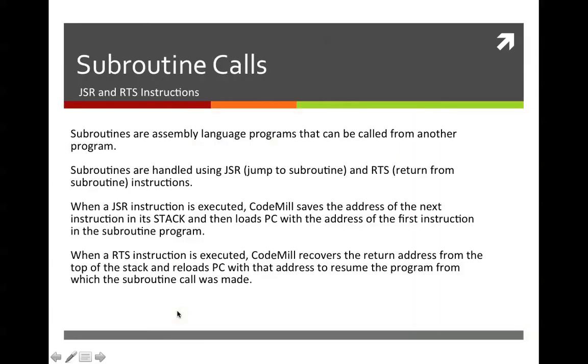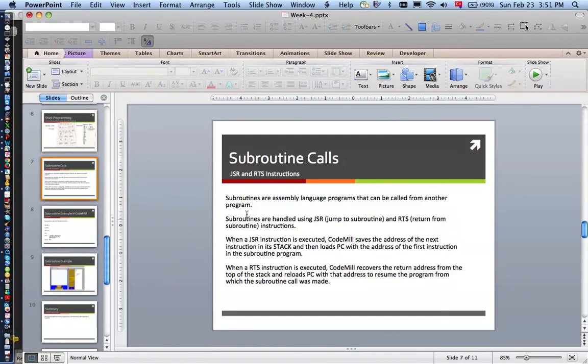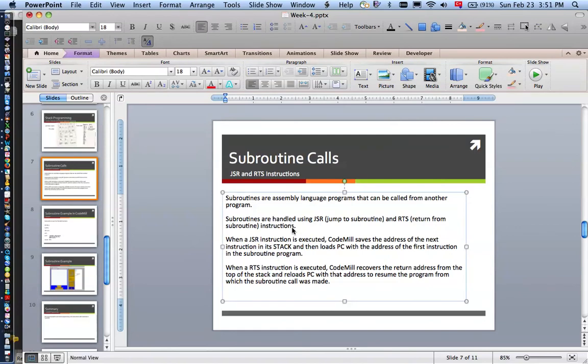So now here is the next thing that I want to quickly cover. Subroutines are basically those things that are programs, assembly language programs typically, that can be called from another such program. Now in CodeMill, they're handled by using JSR, jump to subroutine, and RTS instructions. So I guess this is in CodeMill, not in every assembly code. It's just true for CodeMill only.